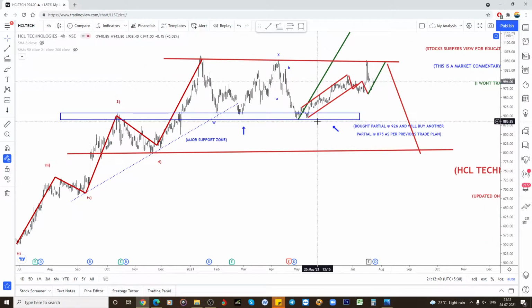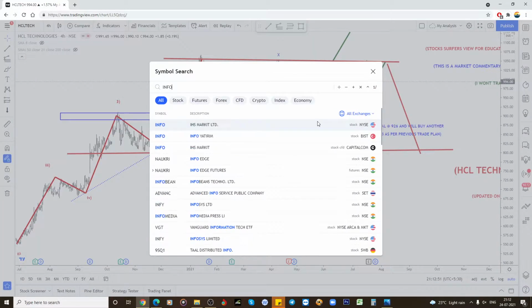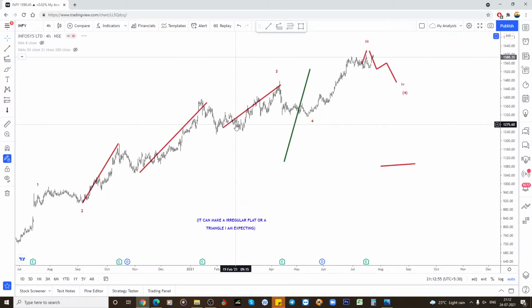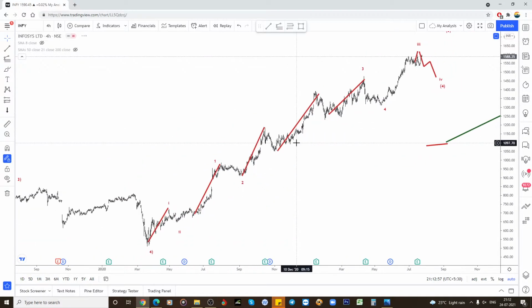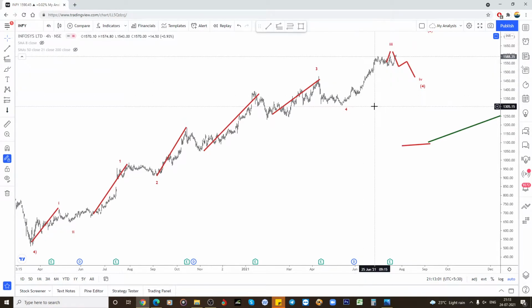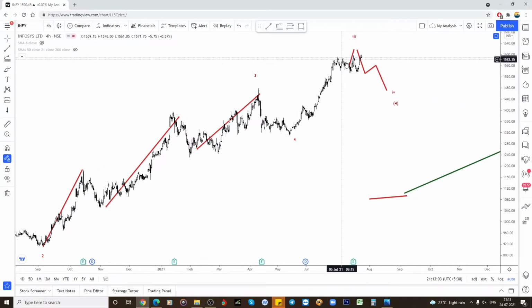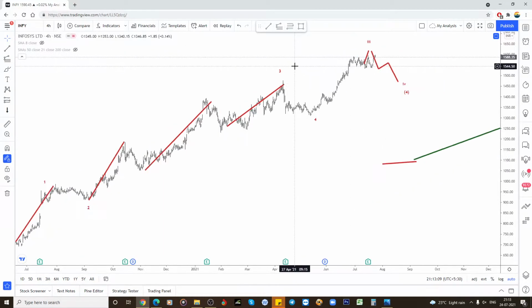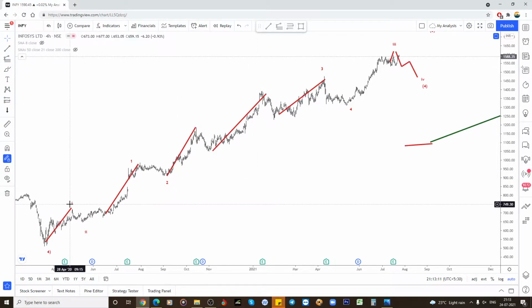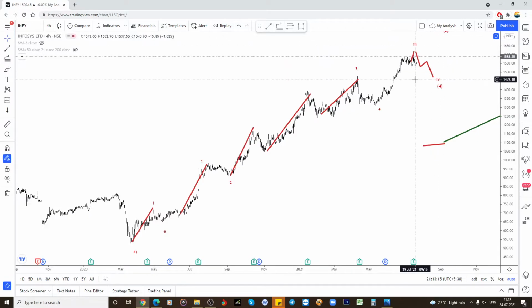Next we will move on to Infosys. As I said previously, how it is going very bullish, right? So 1, 2, and here is a 3. Either it is an expanded triangle in that wave 4, and one more high is also possible. That could be the end of this 1, 2. So here is 3, 4, and 5. So it's still bullish.